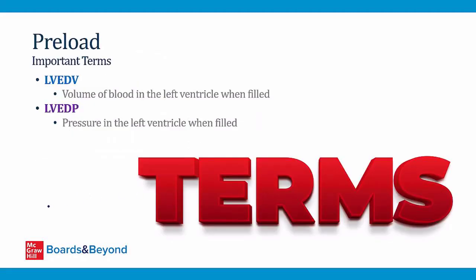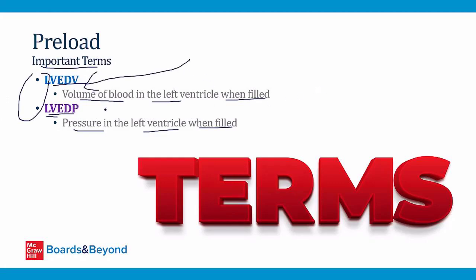So I've hinted at this on the last two slides, but I just want to emphasize this point because it's really important. In terms of preload, the two important terms are the LV/EDV and the LV/EDP. The LV/EDV is the volume of blood in the left ventricle when it has completed filling at the end of diastole, and the LV/EDP is the pressure in the left ventricle when it has completed filling at the end of diastole. These two terms are markers of preload because the more you fill the left ventricle, the more the volume will go up. And when there's more volume in the chamber, there will be more pressure on the walls of the chamber. And so the LV/EDP will go up. So you can kind of think of these two terms as markers of preload. They go up when preload goes up. They go down when preload goes down.